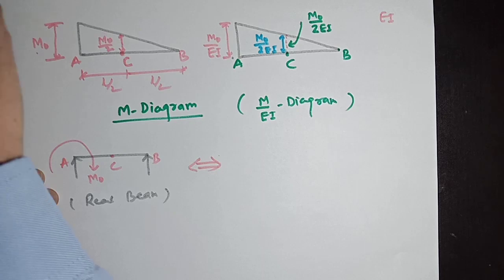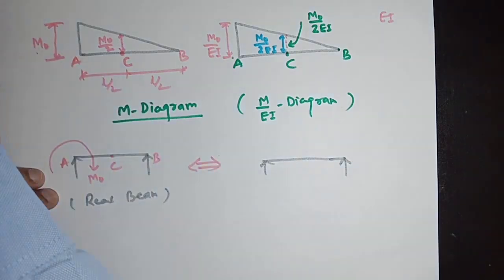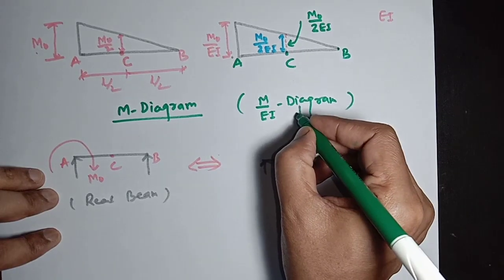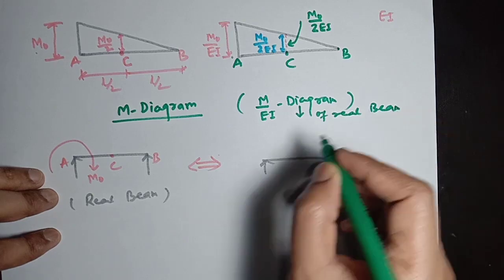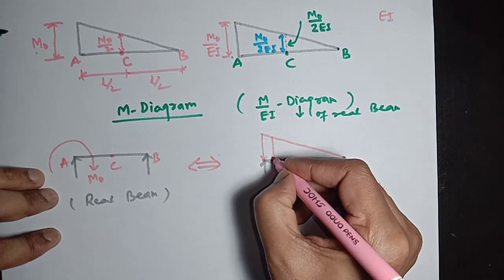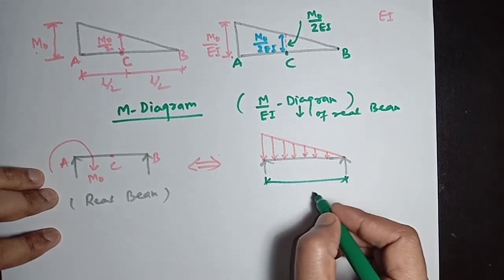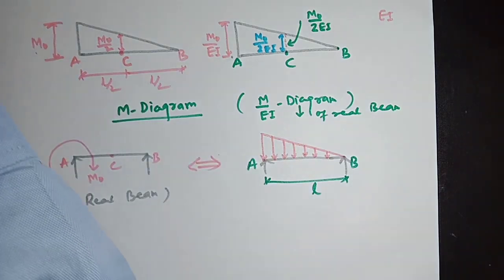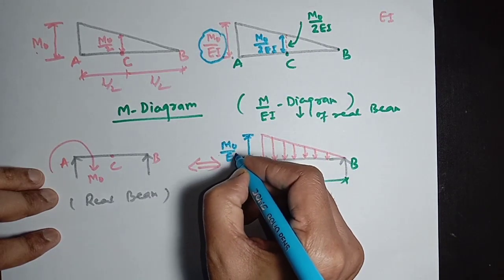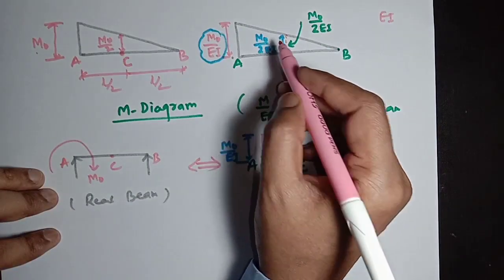This is the real beam, and its conjugate beam will be, and this is the M over EI diagram of the real beam. So the M over EI diagram will be put here to make its loading diagram. The length of this beam will be L. This point is A, this point is B, and the value of this loading is M0 divided by EI, and at point C, here is the center of this beam, the M over EI value is M0 divided by twice EI.